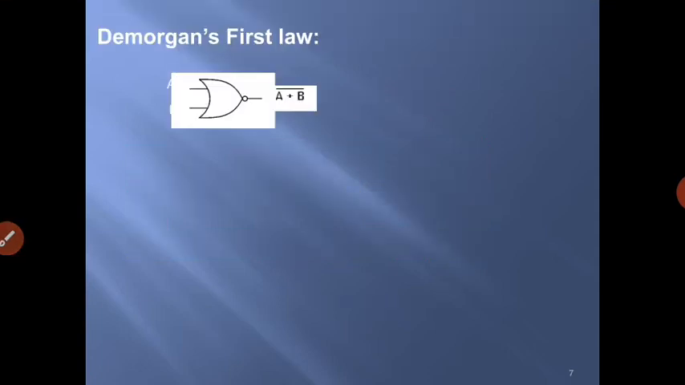So De Morgan's first law and implementation using logic gates. A plus B whole bar can be implemented with the help of a single two input NOR gate. A and B are two inputs, so the output of the NOR gate will be equal to A plus B whole bar. So this itself is the realization of LHS.